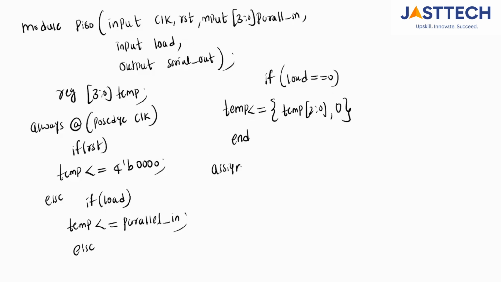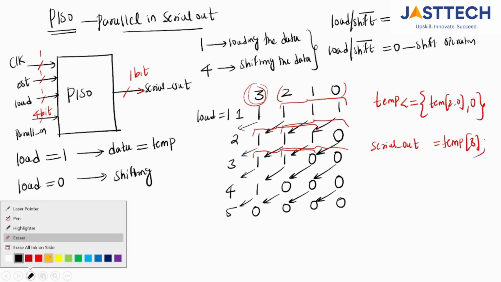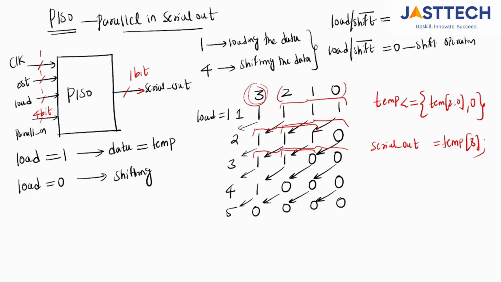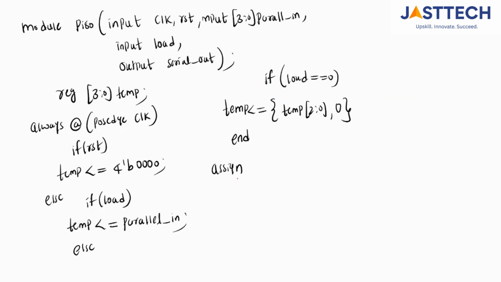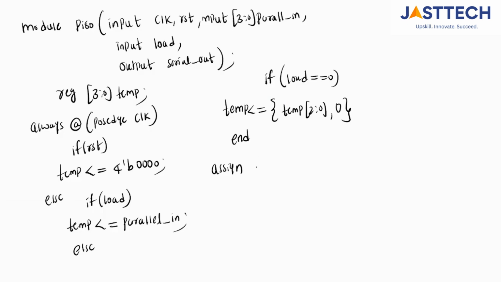After that I am using an assign statement. If it is assign, I need to use blocking assignment. So I need to use assign statement. What is the serial out data? Where are you getting serial out data? Serial_out equal to temp[3]. Serial out data equal to temp[3], and endmodule.